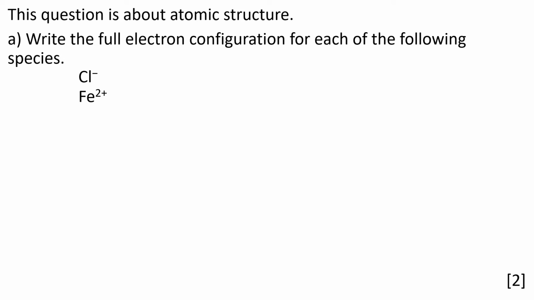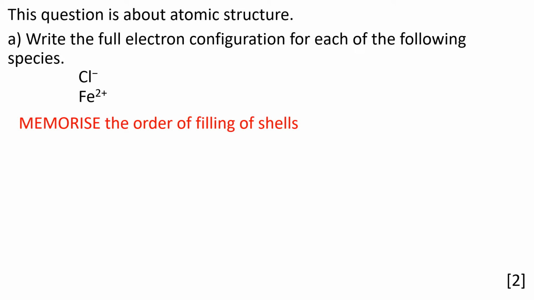Welcome back. So we've got the electron configuration of two ions to think about. With the Cl- ion that means one extra electron based on the proton number, and with the Fe2+ ion it means we've got two fewer electrons because of the 2+ charge. You could have any number of different atoms or ions where you have to give the electron configuration.